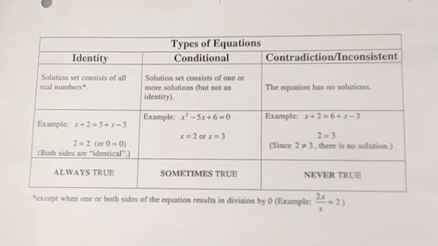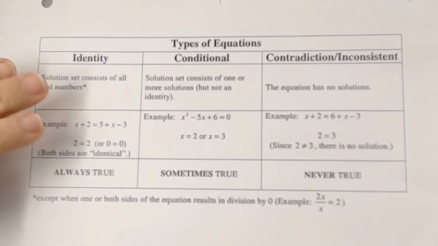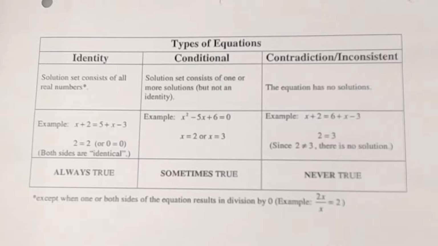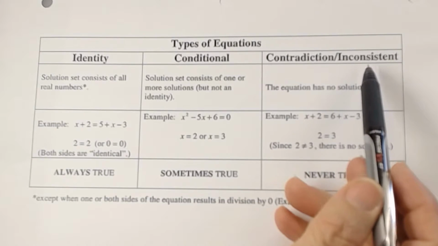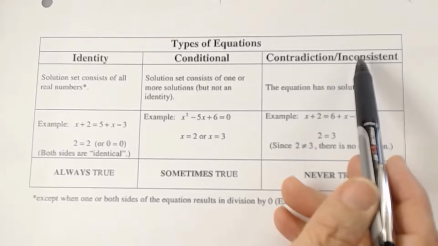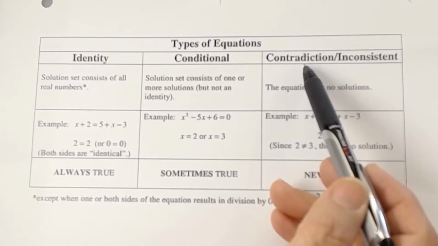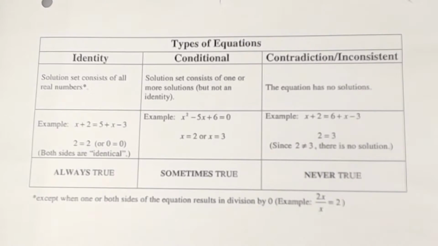Sometimes they're going to ask you to determine what type of equation you have. In terms of types that we're going to refer to, it will be identity, conditional equation, or an inconsistent equation. Your book uses the word inconsistent. Some books will use the word contradiction. So identity, conditional, inconsistent. Those are the three types that we need to talk about.